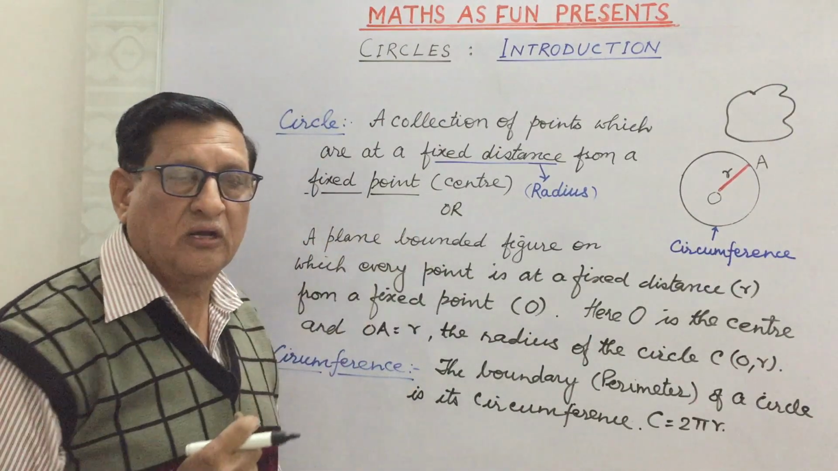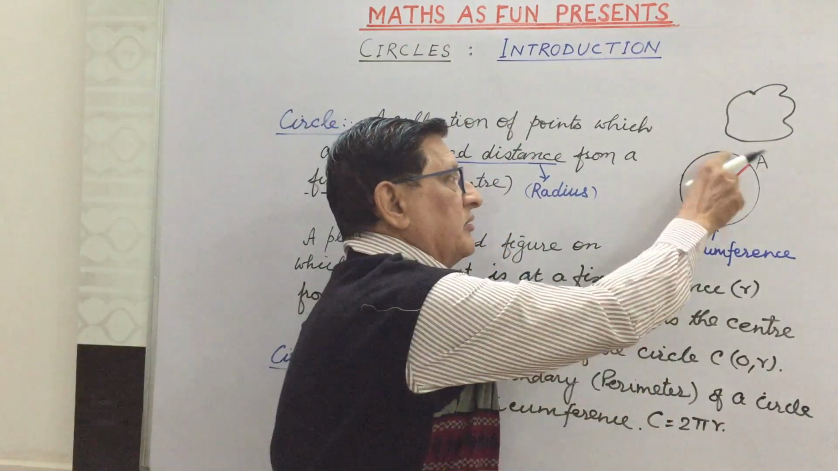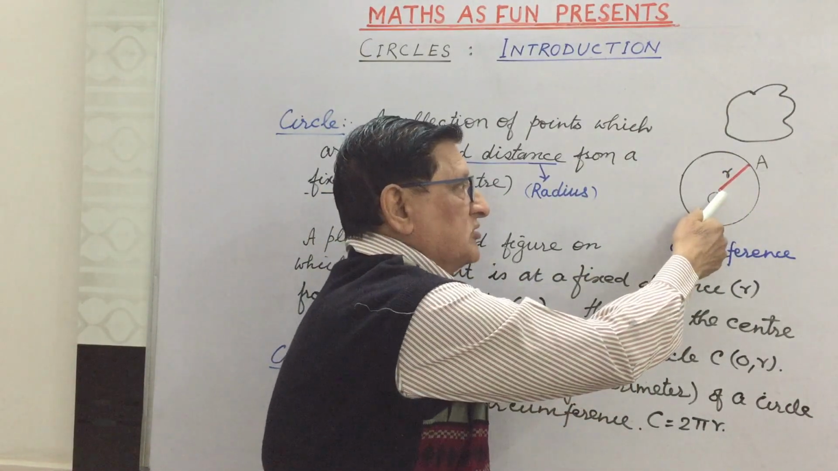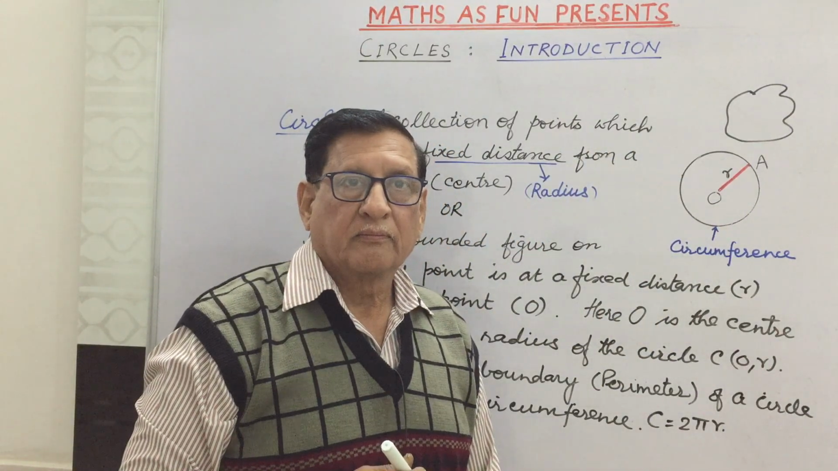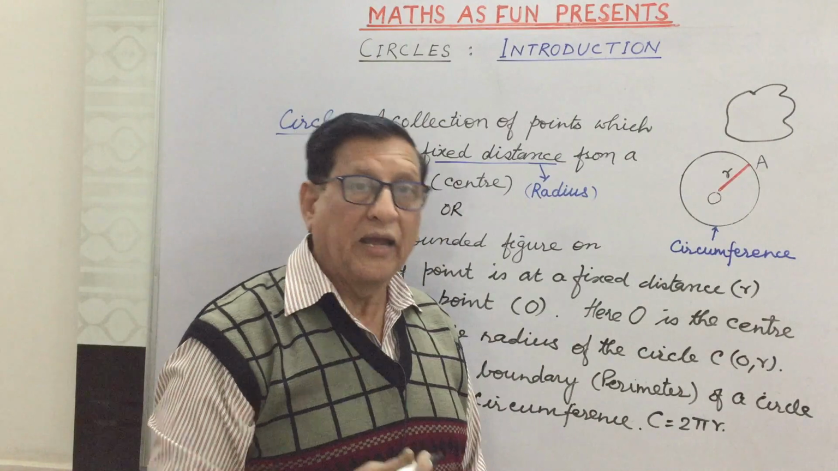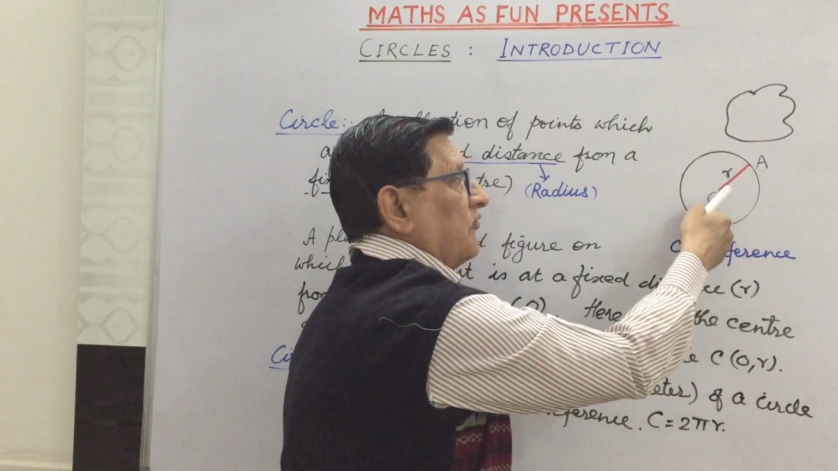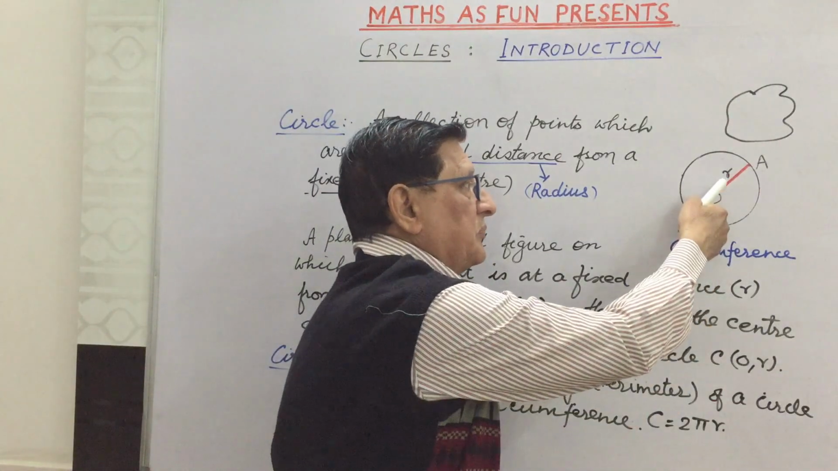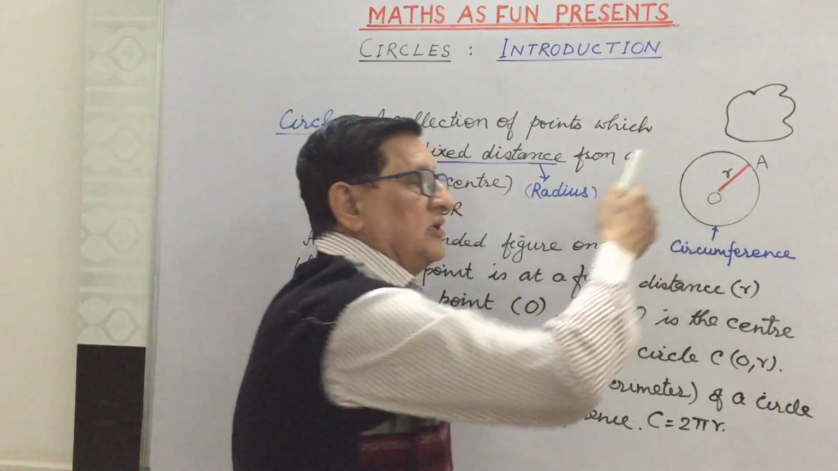Or we can also define it like this: a circle is a plane bounded figure on which every point is at a constant or fixed distance from a fixed point. The fixed point here is O, that is the center of the circle, and the fixed distance of every point on it from this fixed point, the center, is the radius of the circle, which generally we represent by R. So here O is the center, OA is the radius of the circle.